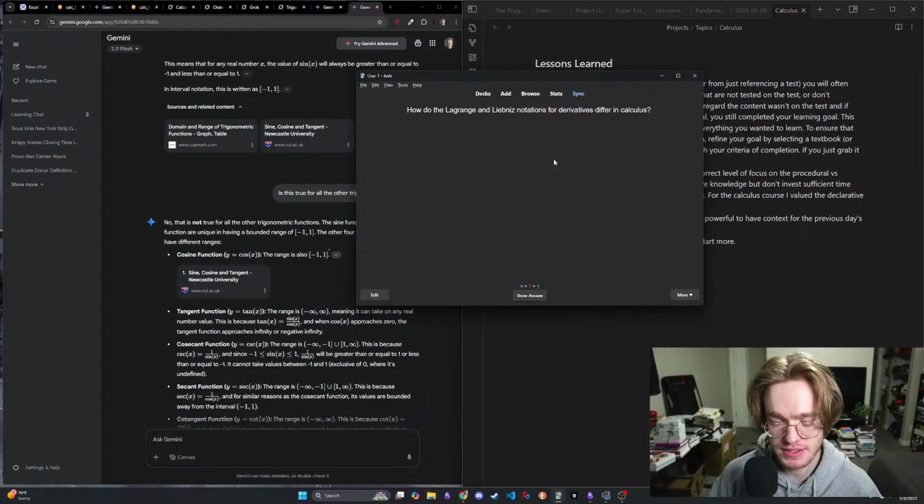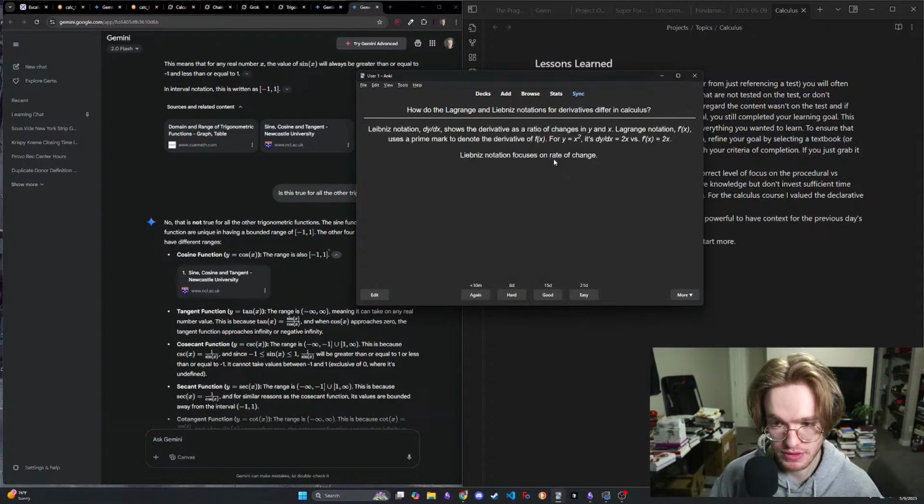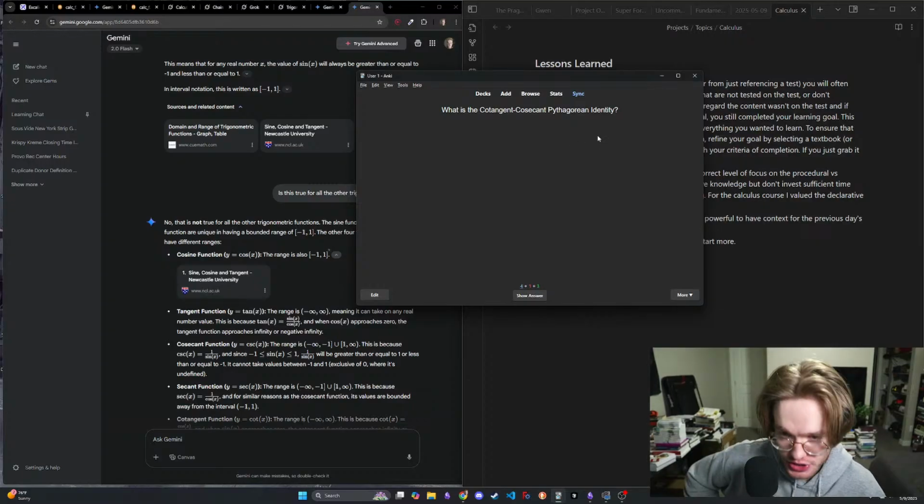The Leibniz is the rate of change one, so it'd be dy over dx, and then the Lagrange notation is the prime notation for derivatives. So dy over dx. Yep. Leibniz, focus on the rate of change. Perfect. The cotangent cosecant.